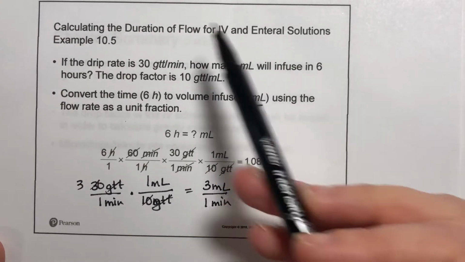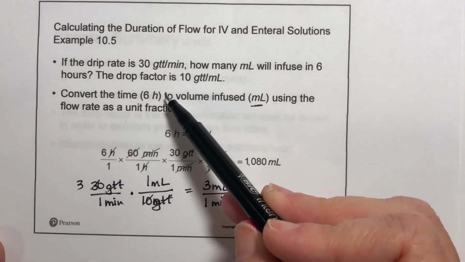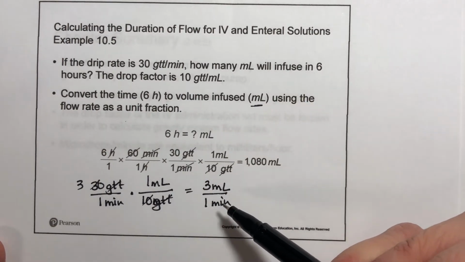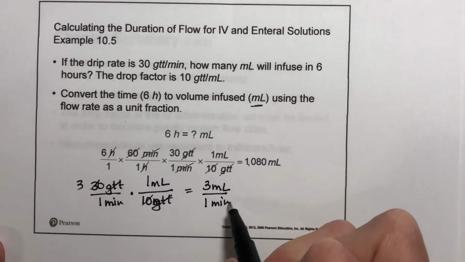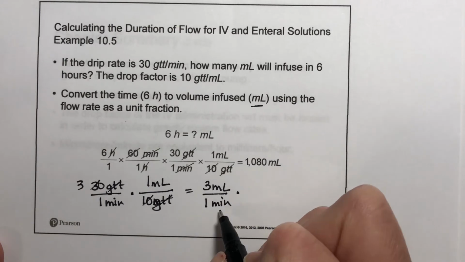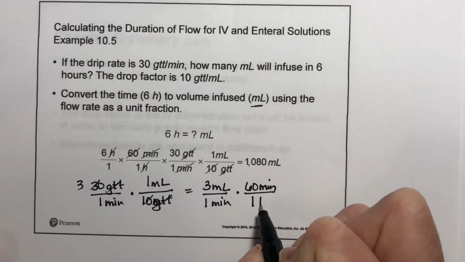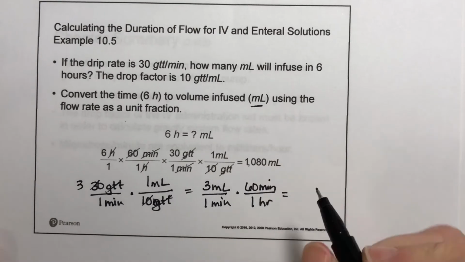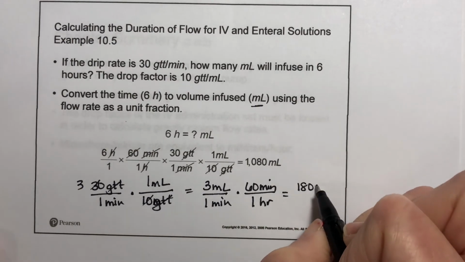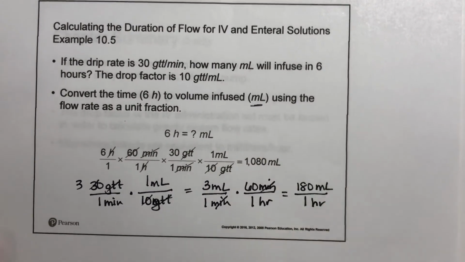Now, let's see. Convert the time to volume infused. So I need to multiply by 6 hours. But right now I have minutes. Okay. So let's do a conversion here. Let's convert this to hours. I want to cancel out minutes, so 60 minutes to 1 hour. That gives me 180 milliliters per 1 hour because the minutes canceled out.